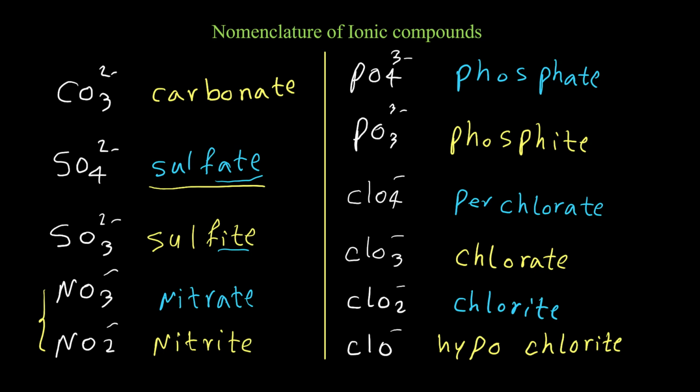For group 7, like chlorine and bromine, we have 4 different types of anions. So the one that has the highest oxygen number, we use the prefix per. So perchlorate. Then the next one is just chlorate. Then chlorite. And for the last one, we use the hypo prefix. Hypochlorite.